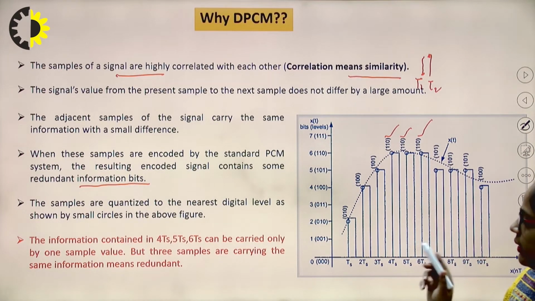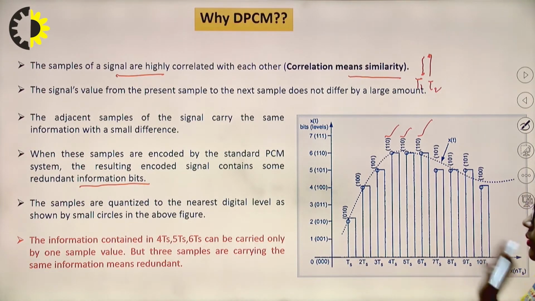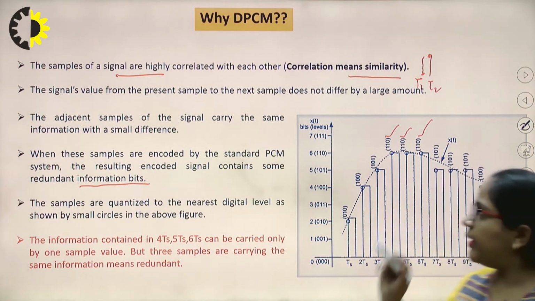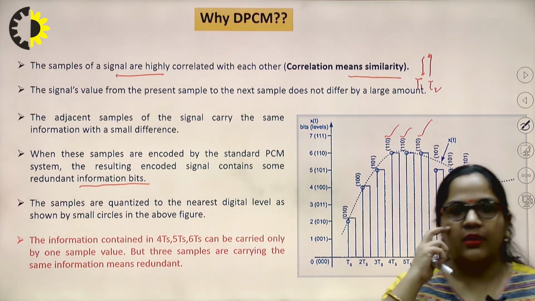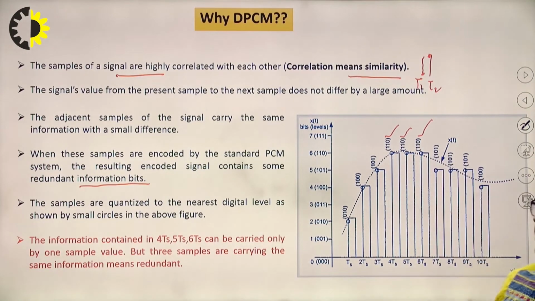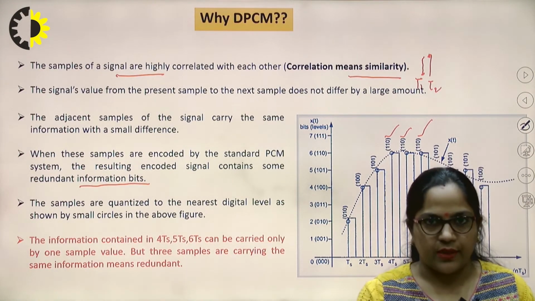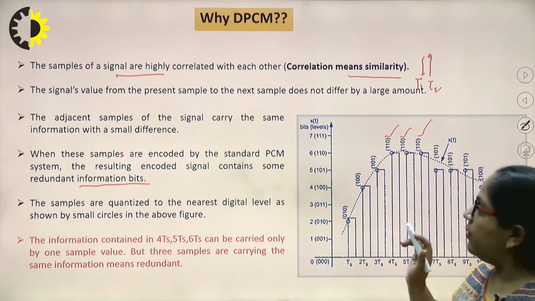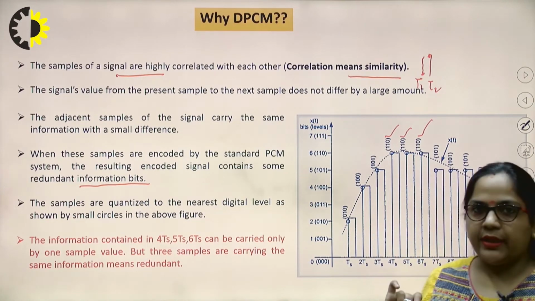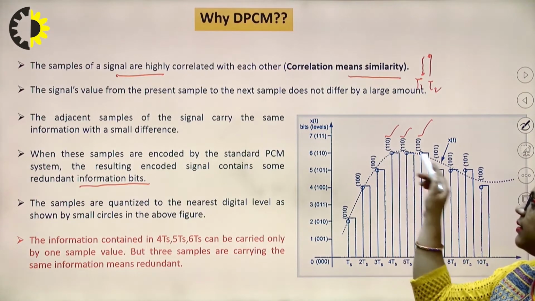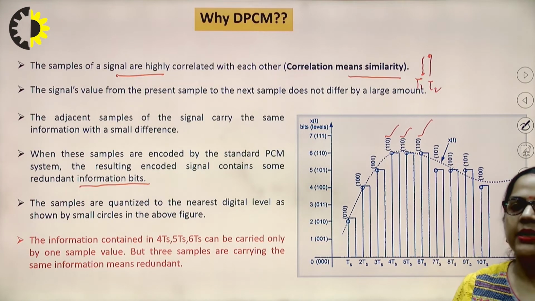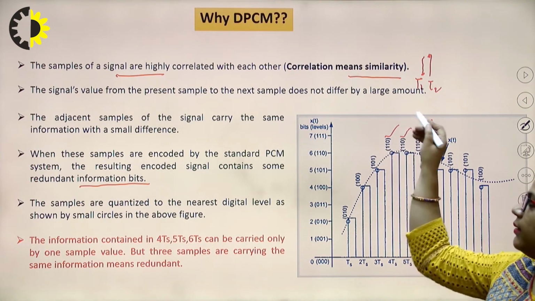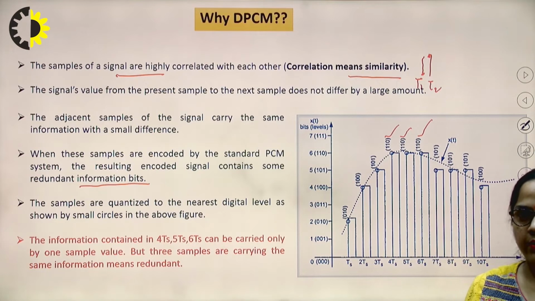So if we use the pulse code modulation technique, then we have to encode each of these three symbols with 110, 110 and 110, and then transmit three of them. But if we use the differential pulse code modulation technique, then we can consider the difference between two adjacent samples, the first one and its predicted value, and then encode or quantize that particular difference.